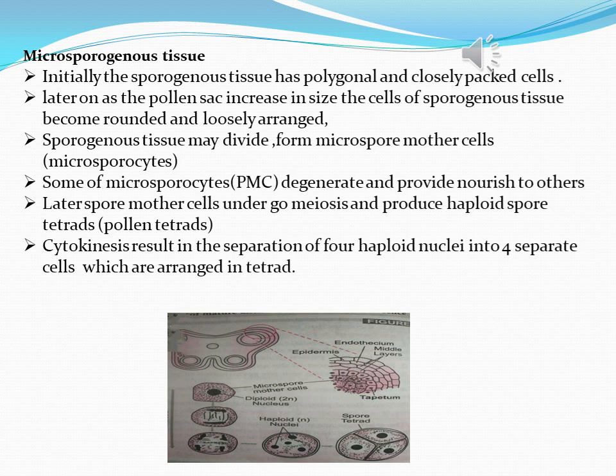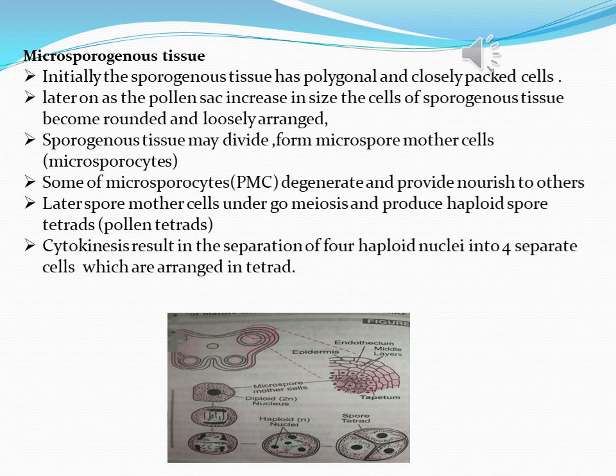So in microsporogenous tissue, some cells become degenerated, and these degenerated cells help in developing the pollen tetrad, providing nutrition and other things to the developing pollen grains or pollen tetrads. Okay, so after formation of pollen tetrads, then there will be the cytokinesis.